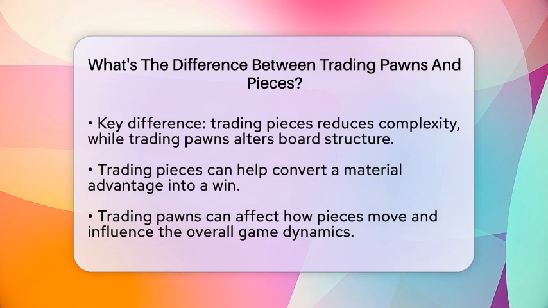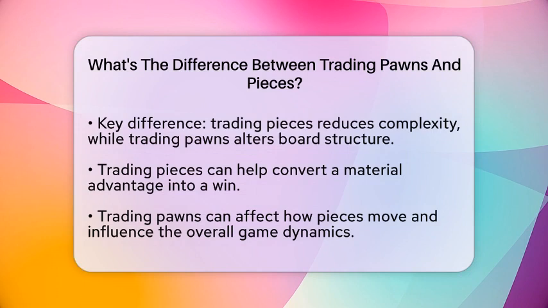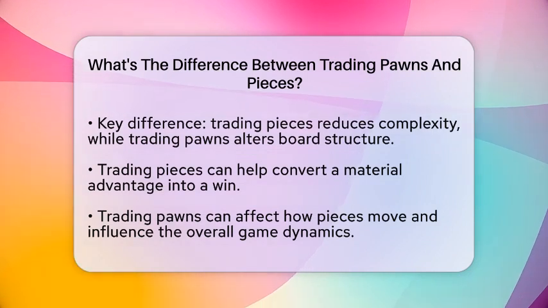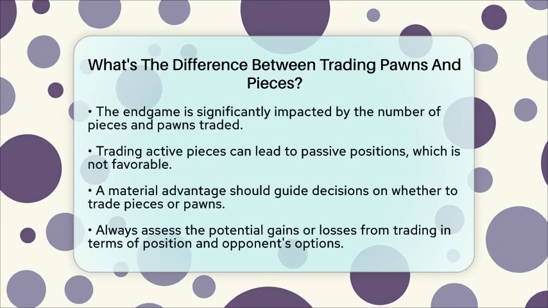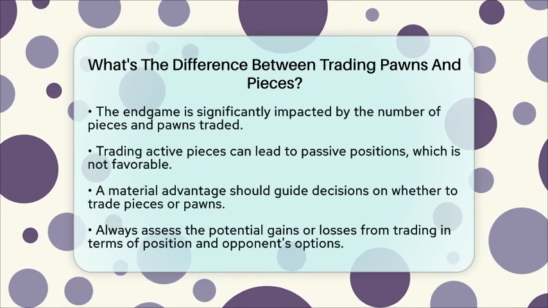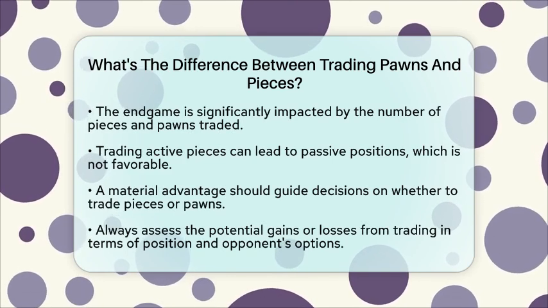Activity and coordination also matter. If you trade your most active pieces, you could end up with passive pieces, which is not ideal. Similarly, trading pawns can sometimes help your opponent by opening lines for their pieces or creating weaknesses in your pawn structure.